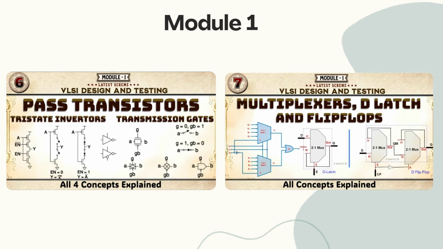Then after that, in the next video, we have discussed the concept of pass transistors, tri-state inverters and transmission gates, their working along with the circuit symbol. Then in the seventh video, we have discussed multiplexers, D-latches, and flip-flops. These are the basic ones, which are not so important, but since they are mentioned in the syllabus, I thought to discuss them.